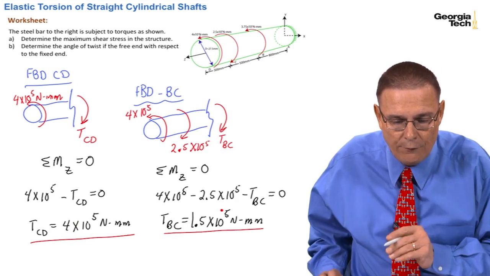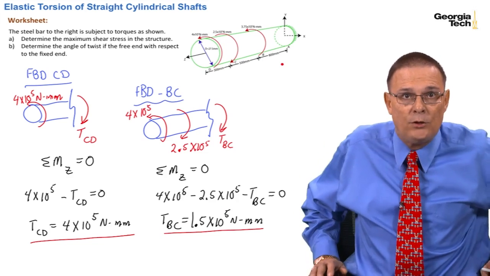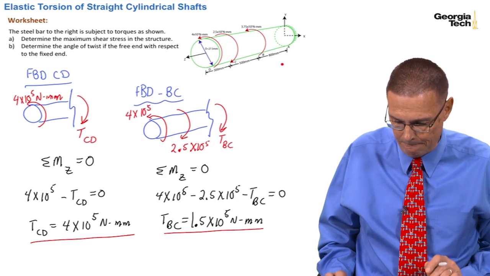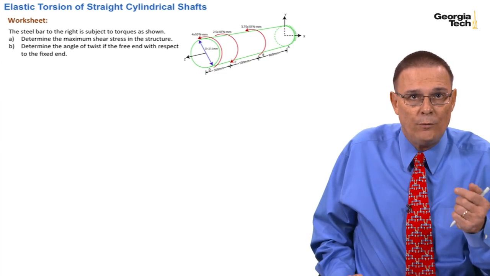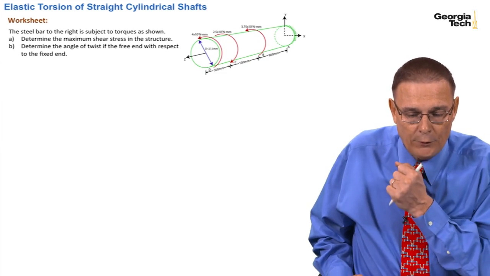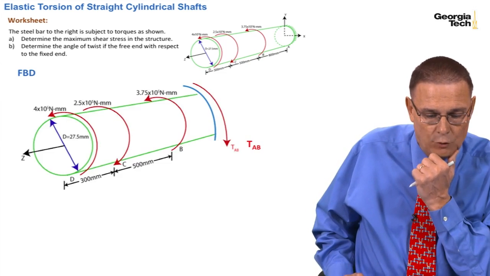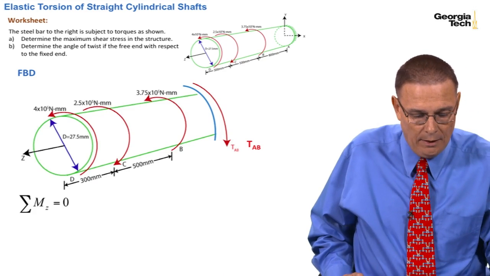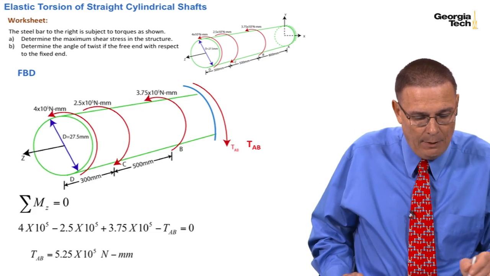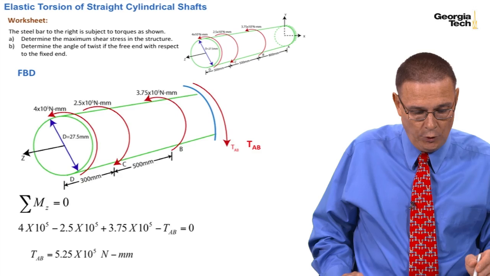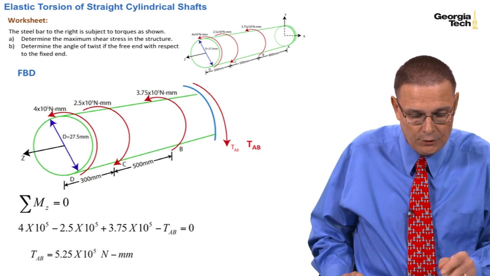The last section we need to find is the torque in section from A to B, and I'd like you to go ahead and do that on your own and then come on back. And so to find the torque in section AB, we must first draw the free body diagram, and here I've drawn that free body diagram. I went ahead and summed moments in the Z direction, and I came up with TAB is equal to 5.25 times 10 to the 5th Newton millimeters.